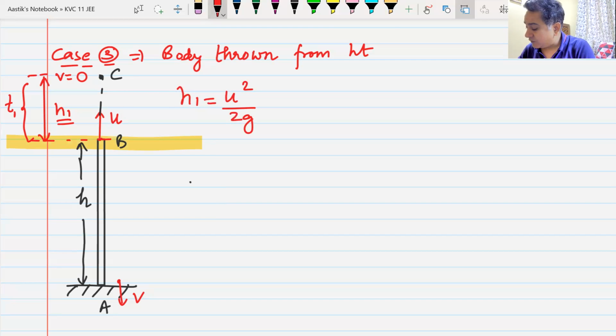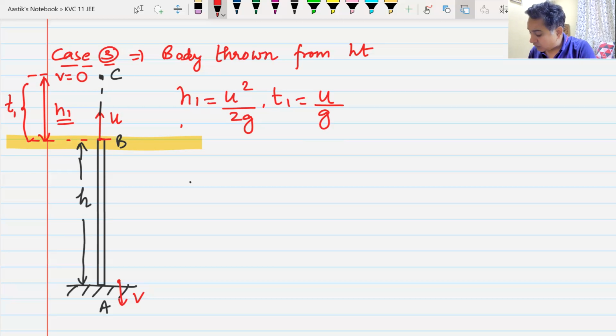If I ask you the value of T1, my dear friends, T1 will be equal to U by G, yes or no? Cut that tower off. This is just motion thrown from ground.